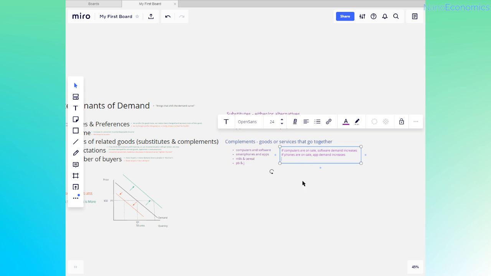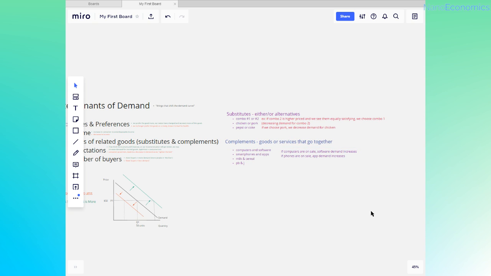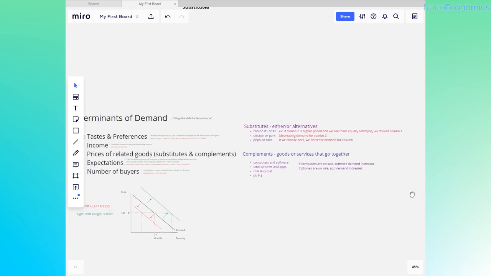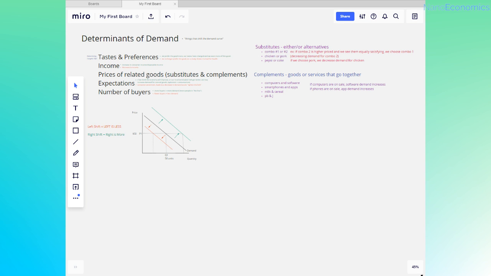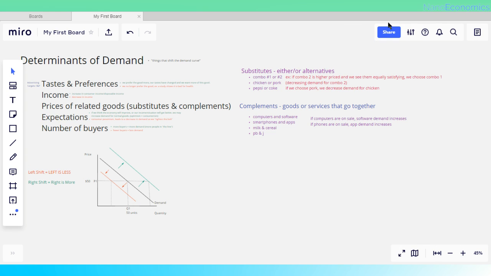So the idea is that if the price of one of them is affected, the demand for the other will be affected.